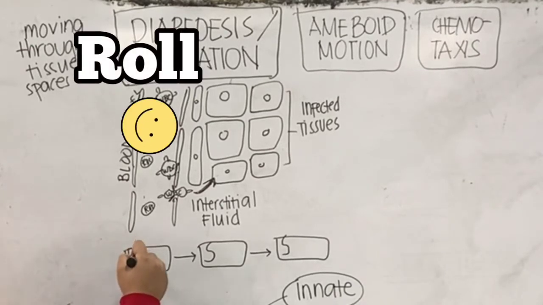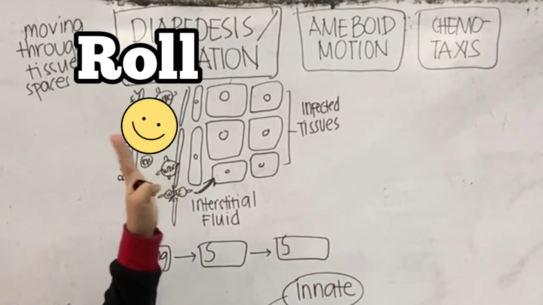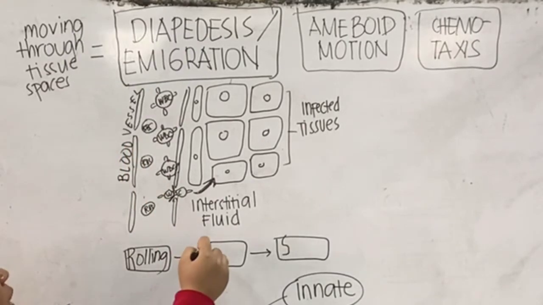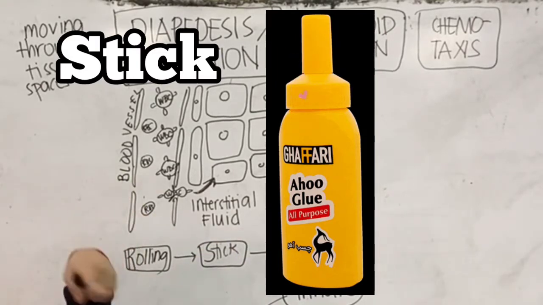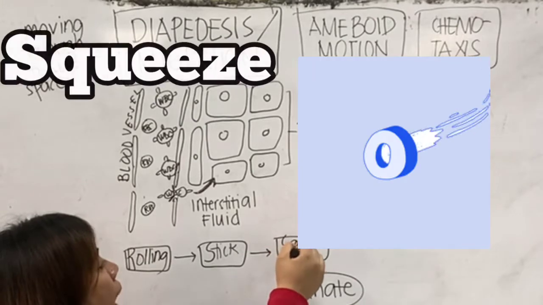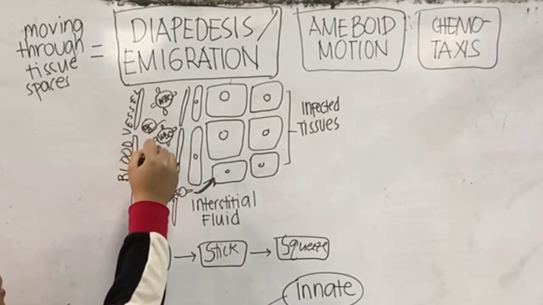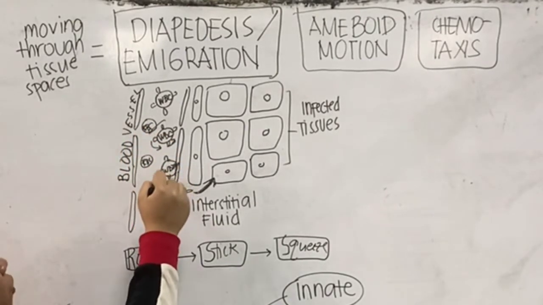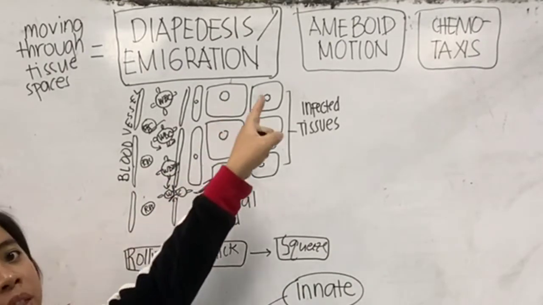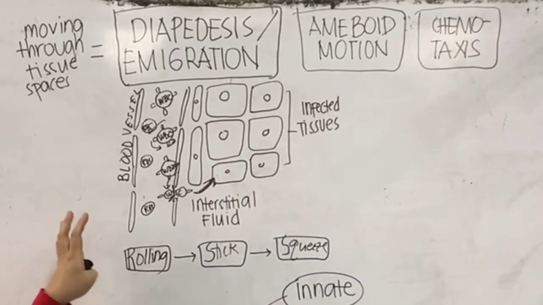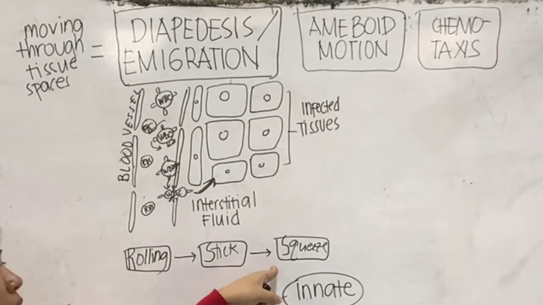Number one is rolling. The white blood cell rolls towards the edge of your blood vessel, and then it will stick to the walls. Rolling, sticking, and lastly, squeezing out of the capillary. It squeezes through the tiny pores in your capillaries so it can go to your tissues and respond accordingly. This is how diapedesis or immigration happens: rolling, sticking, and squeezing through.